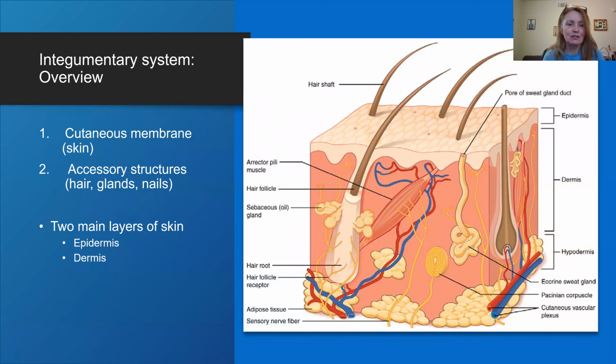Okay, so the integumentary system is made up of the cutaneous membrane, or your skin. Skin is the organ of the integumentary system, and it also includes accessory structures such as hair, glands, and nails. If you look at the skin, there are two main layers: epidermis and dermis.